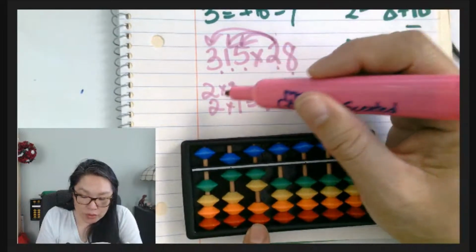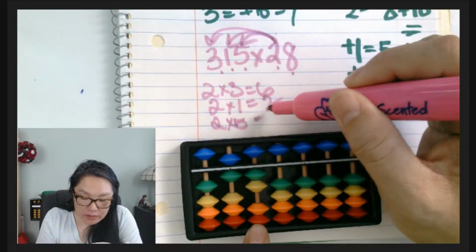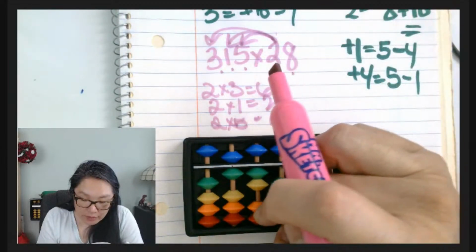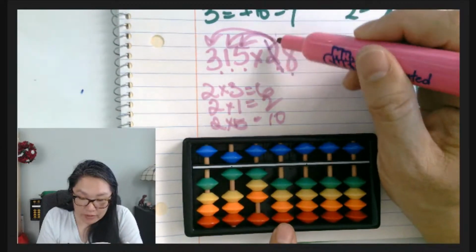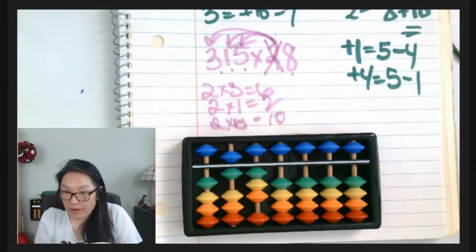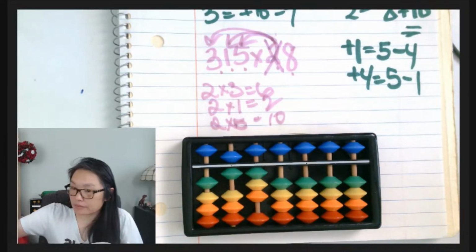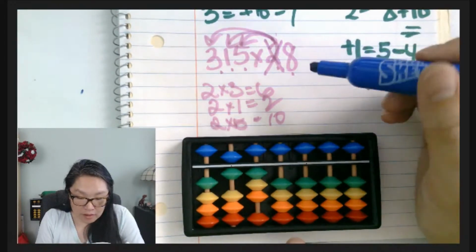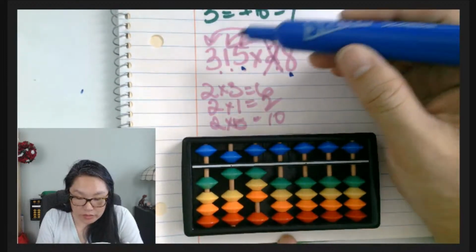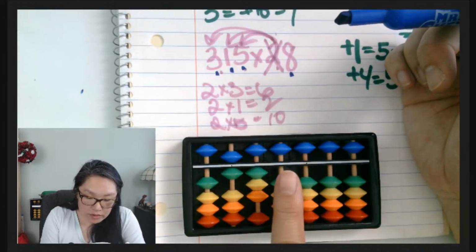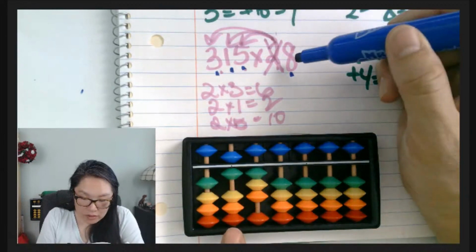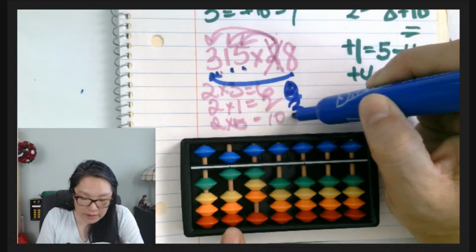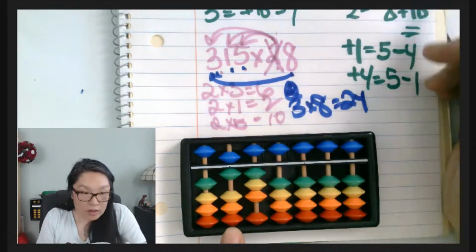And then 2 times 5. 2 times 5 is equal to 10. I add 1 and I have my 0. So I'm done with the 2. Now I have to reassess. 1, 2, 3, 4. 8 times 3 is equal to 24.